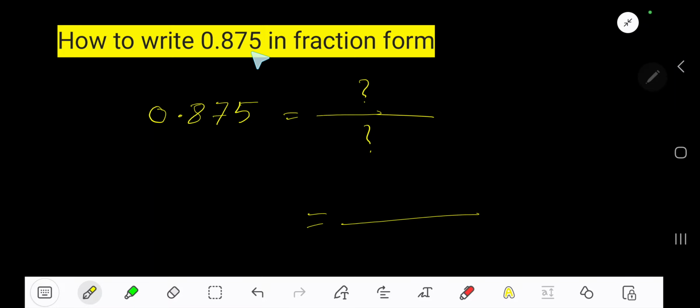How to write 0.875 in fraction form. So you need a numerator and a denominator. For the numerator, just ignore the decimal and write the number you are getting. We are getting 875 after skipping the decimal.